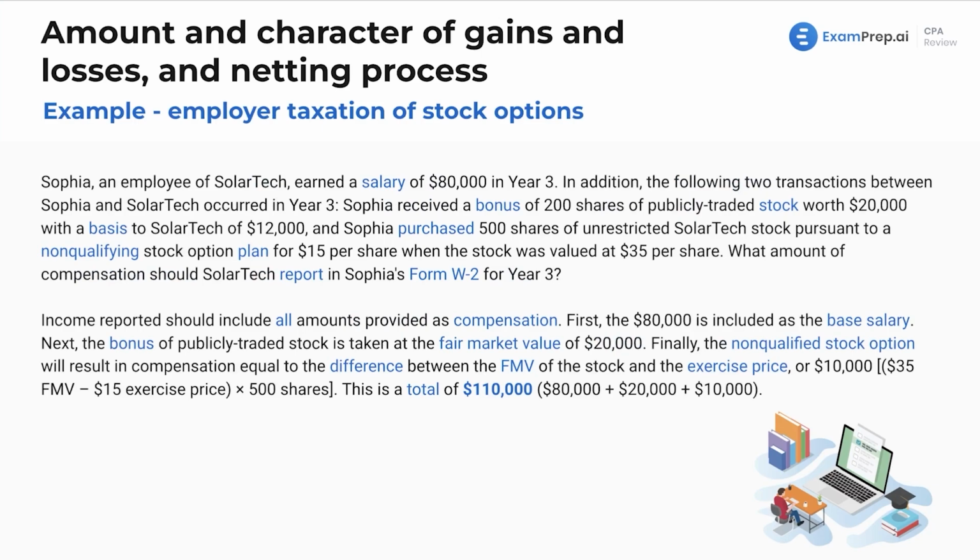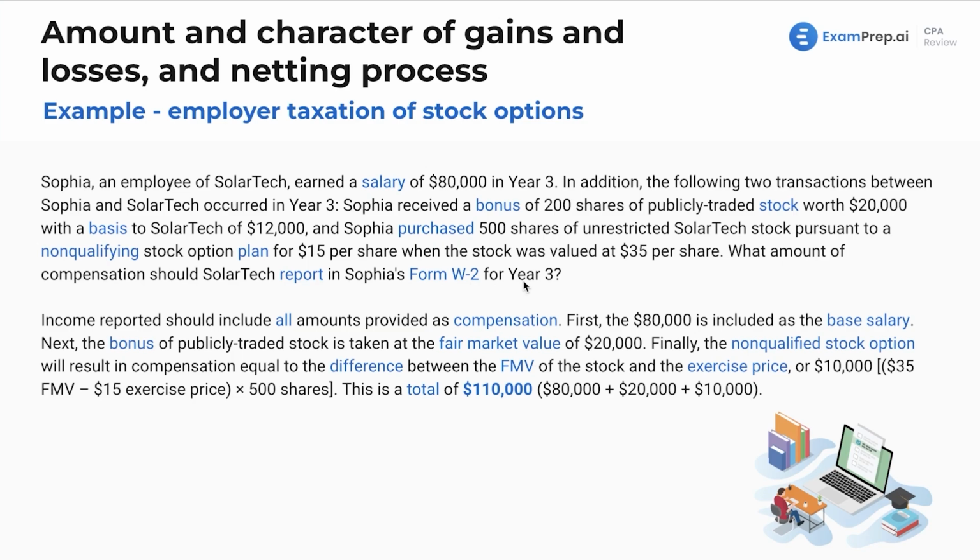Another example here of employer taxation of stock options. We've got Sophia, an employee of Solar Tech, earned a salary of $80,000 in year 3. In addition, the following 2 transactions between Sophia and Solar Tech occurred in year 3. Sophia got a bonus of 200 shares of publicly traded stock worth $20,000 with a basis to Solar Tech of $12,000, and Sophia purchased 500 shares of unrestricted Solar Tech stock pursuant to a non-qualifying stock option plan for $15 per share when the stock was valued at $35 per share. Lots of different transactions here. It's great to see. What amount of compensation should Solar Tech report on Sophia's Form W-2 for year 3?